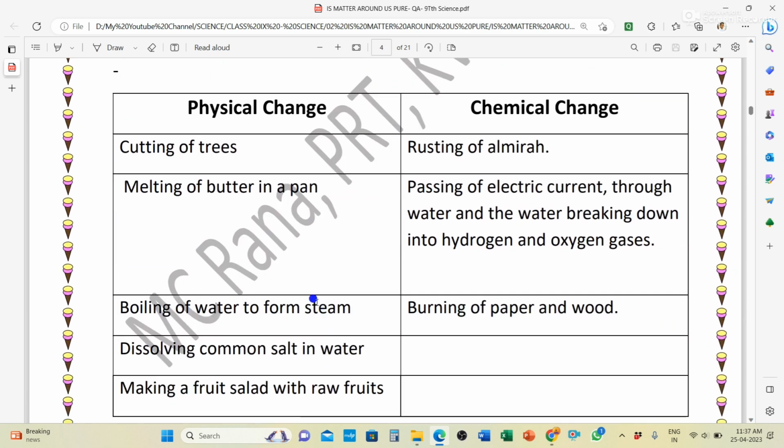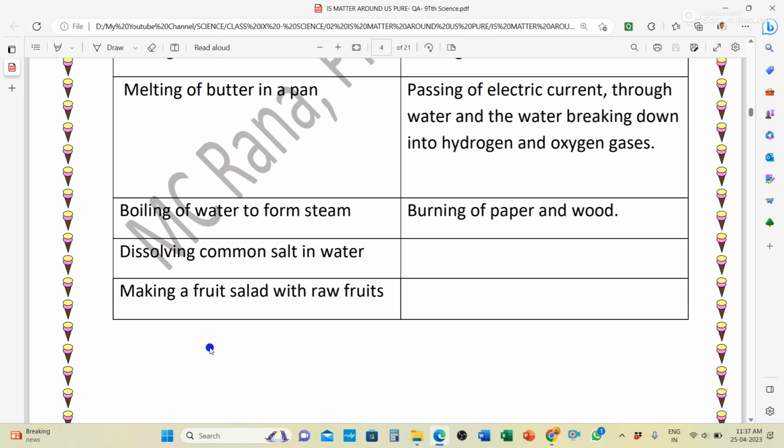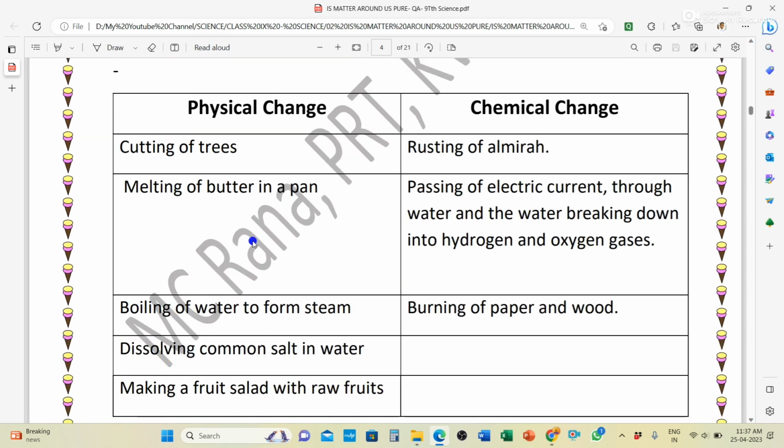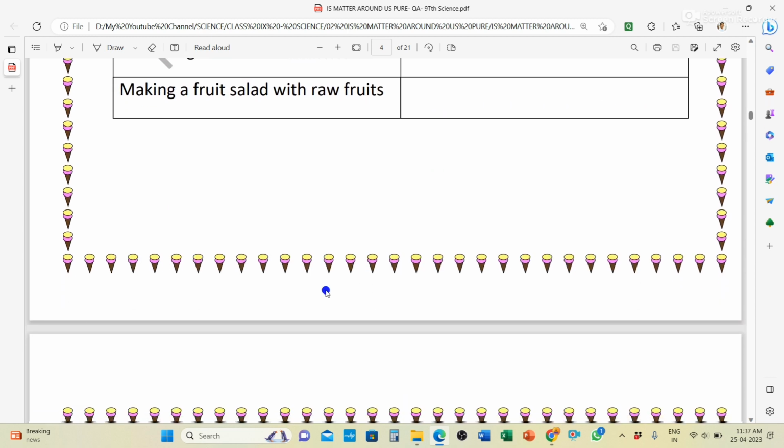So if we categorize them into physical and chemical changes, then physical changes will be cutting of trees, melting of butter in a pan, boiling of water to form steam, dissolving common salt in water, making a fruit salad with raw fruit. These are the examples of physical change. And the chemical changes are roasting of almira, passing of electric current through water and the water breaking down into hydrogen and oxygen gases, then burning of paper and wood. These are the examples of chemical changes.